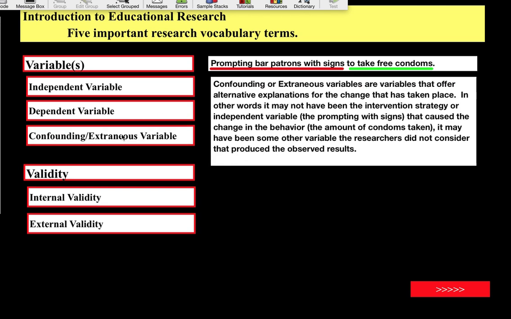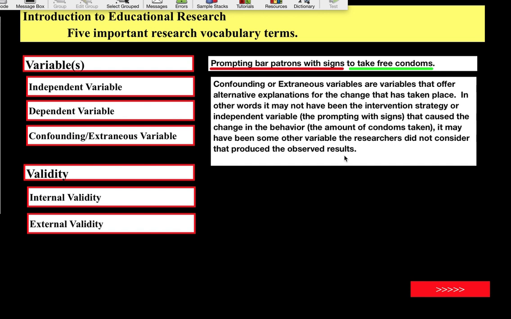Finally, in terms of variables, we have confounding or extraneous variables. Confounding or extraneous variables are variables that offer alternative explanations for the change that has taken place. In other words, it may not have been the intervention strategy or the independent variable. In our case, it may not be prompting bar patrons with signs that caused the change in the behavior, which was the amount of condoms taken. It may have been some other variable that the researchers did not consider that produced the observed results.